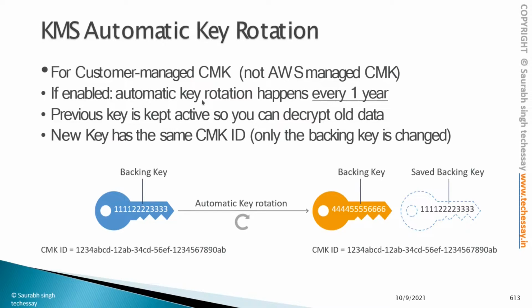Let's talk about KMS automatic key rotation, for a customer managed customer master key. If it is enabled, then automatic key rotation happens every 1 year, and the previous key is kept active, so we can still decrypt all data. The new key has the same key ID; only the backing key is changed. So in the example, here is the backing key and here is some key ID, and after automatic key rotation our backing key is changed, whereas our key ID is not changed. Okay, so let's move further.